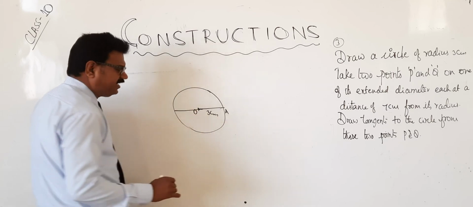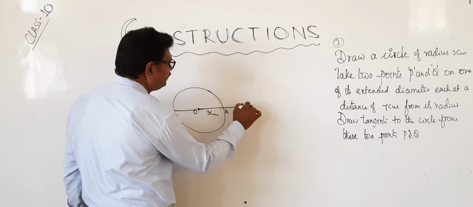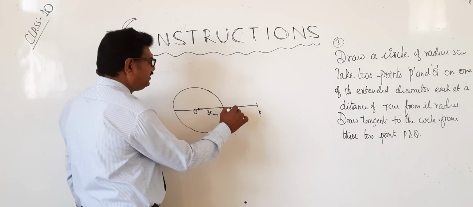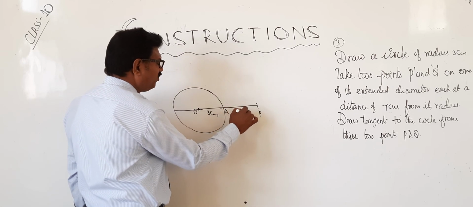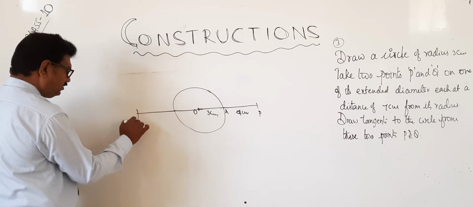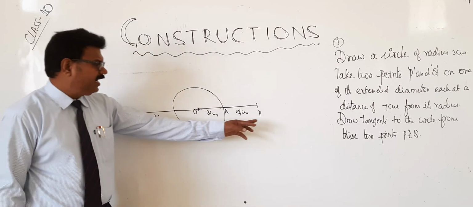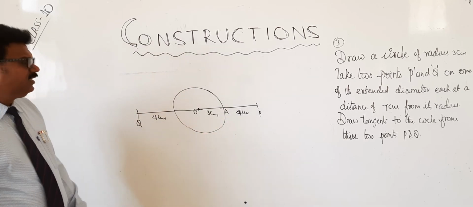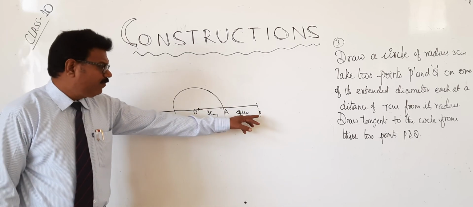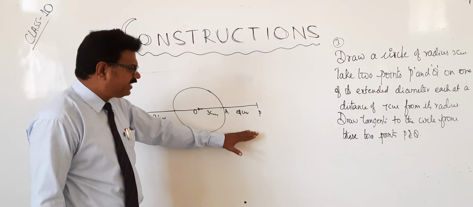Diameter must be extended both the ways, such a way that from center it is 7 centimeters. 7 means already 3 is there. Therefore one more 4 centimeters. Here also same. Here also same. It is nothing but 4 centimeters. Okay? Now P and Q. Yes. Now we should construct the tangents from P and Q to this circle. Very very simple. First let us take this side.